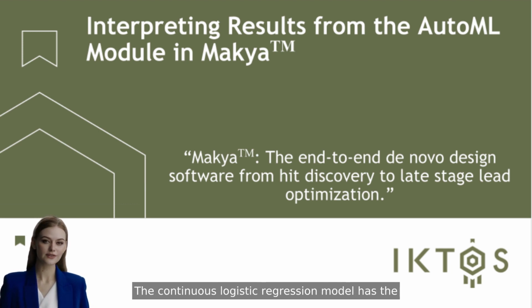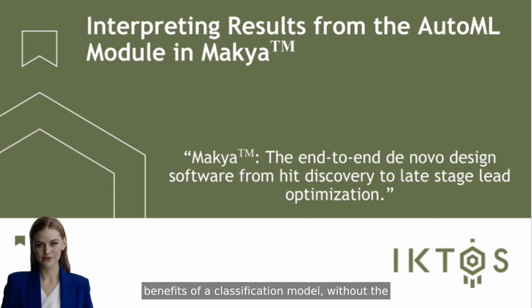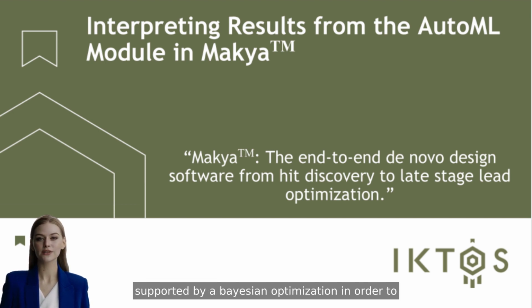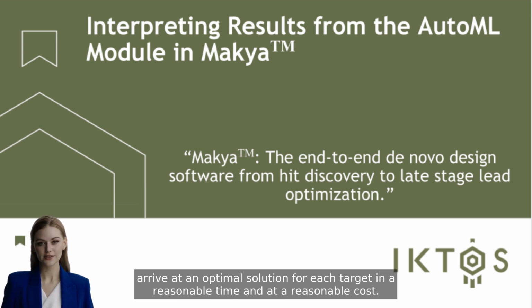The continuous logistic regression model has the benefits of a classification model, without the drawbacks, namely the threshold effect, and is supported by a Bayesian optimization in order to arrive at an optimal solution for each target in a reasonable time, and at a reasonable cost.